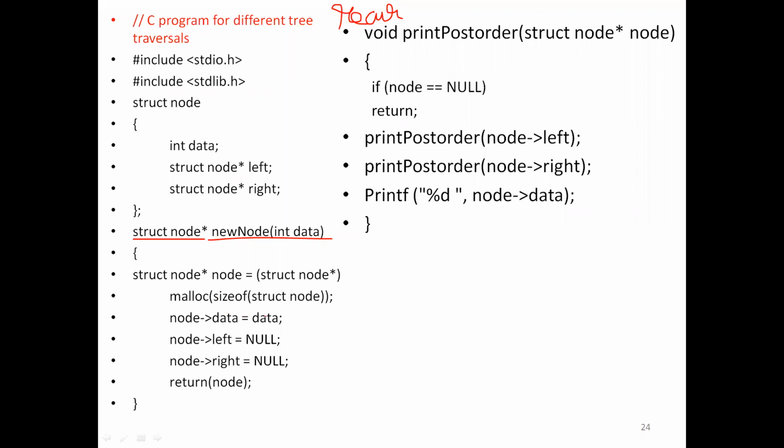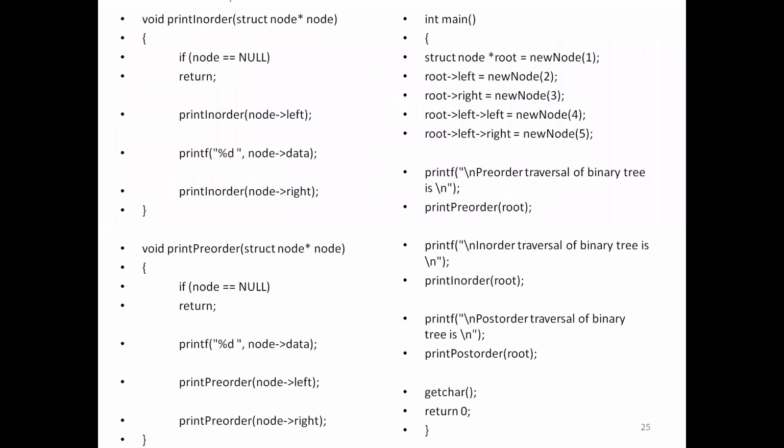So how many functions are there? First we'll look at the structure of the program. You have the declaration of the node, then the function to create a new node. Then if you want to traverse in post order, I'm using the post order function. Then if you want to traverse in order, you have the in order function.